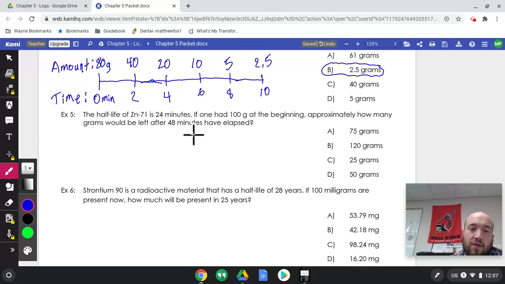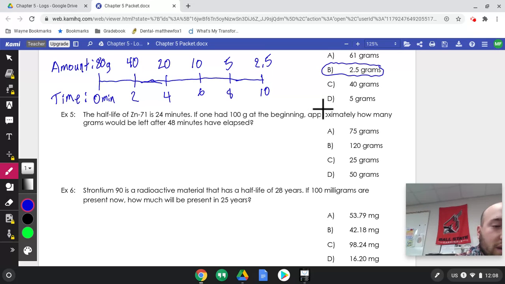Okay. So if we look here at example 5, if we had the half-life of Zn-71, so once again, that's a name for some sort of zinc substance, and we are not concerned with that 71. That does not affect our answer. It tells us the half-life is 24 minutes. So if one had 100 grams at the beginning, how many grams would be left after 40 minutes have elapsed?